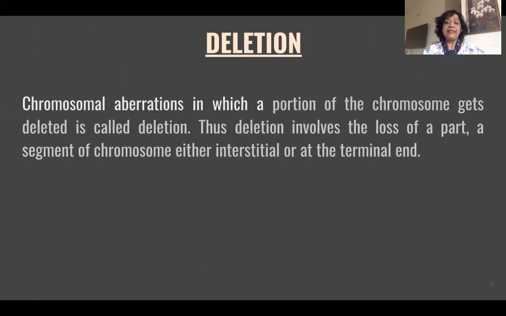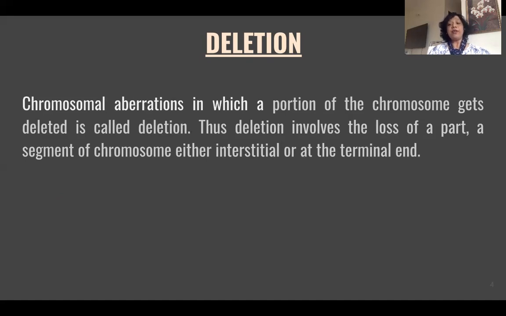Definition of deletion. So deletion is a type of chromosomal aberration. So what happens in deletion? A small portion of the chromosome or a small segment of the chromosome or a small part of the chromosome gets deleted. When this happens, then in that case, it causes chromosomal aberration. So, students, deletion involves the loss of a part, a segment of the chromosome.